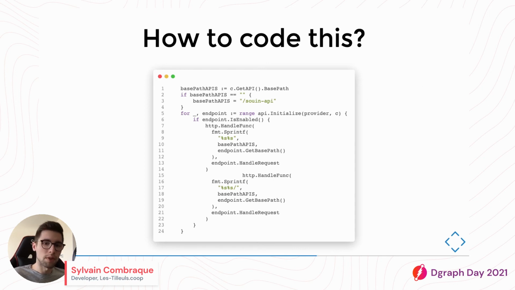If the endpoint is marked as enabled, I just create an HTTP handle func with and without the trailing slash. And each endpoint has a property named handle request, as the name specifies, to handle the incoming request. Then the path is built from the concatenation of the main bus path and the endpoint bus path. This code is running at the Souin startup or the configuration warmer, and it takes only some milliseconds to be executed.